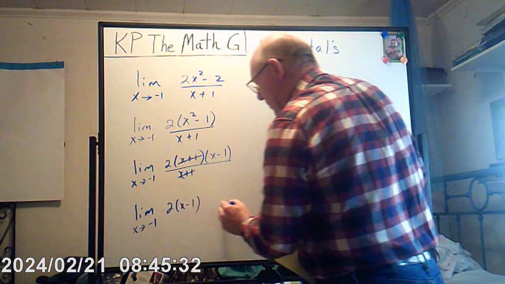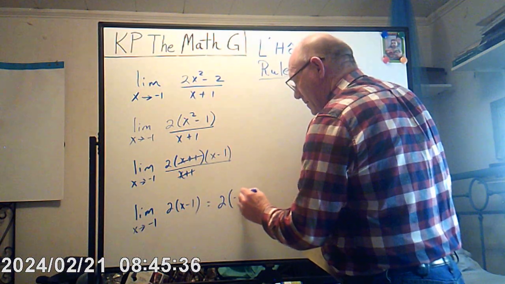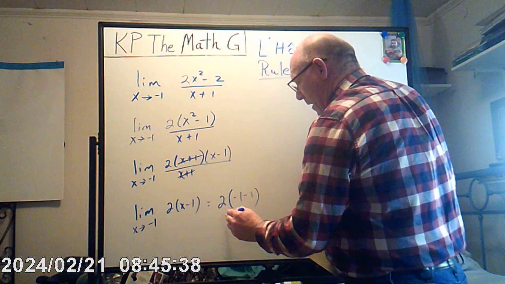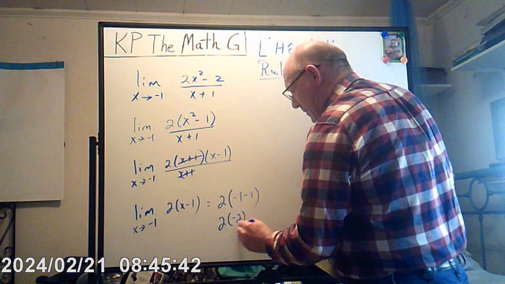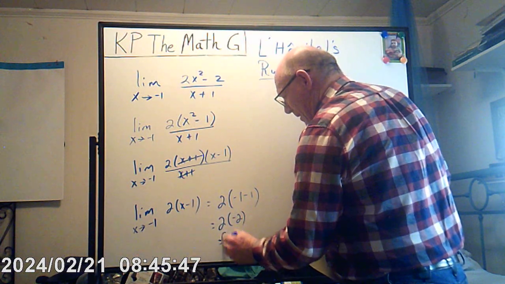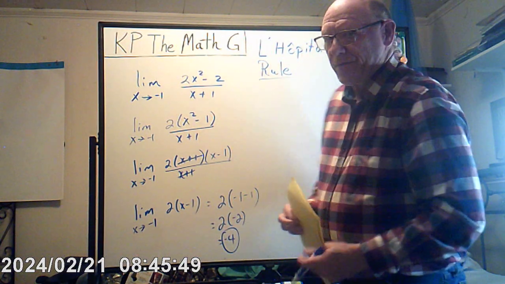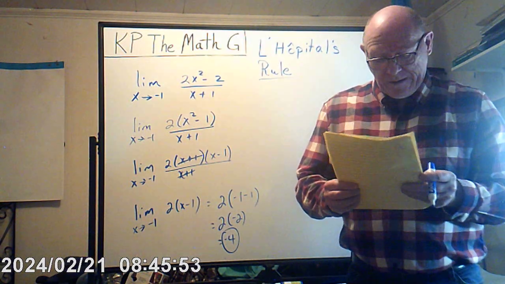alright, and just simply put the negative 1 in there, and we get 2 times negative 2, which equals negative 4. And we know that, right? I mean, that's something that we could easily do.